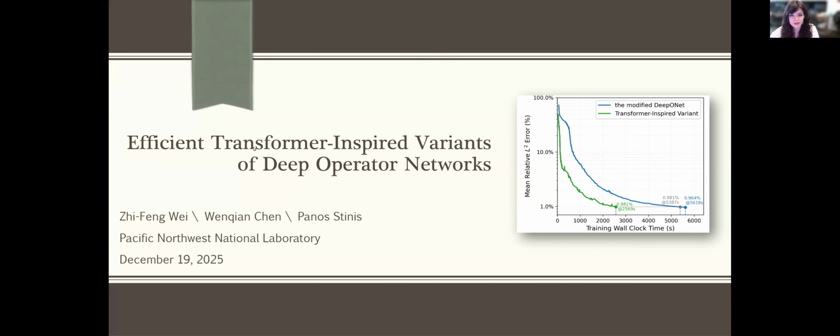He will be giving a talk on efficient transformer-inspired variants of physics-informed deep operator networks. Dr. Zhi-Feng Wei is a postdoctoral researcher at Pacific Northwest National Laboratory. He received his PhD in mathematics from Indiana University in 2024 with a minor in statistics. His current research focuses on scientific machine learning for partial differential equations. With that short introduction, the floor is yours and you can start your presentation.